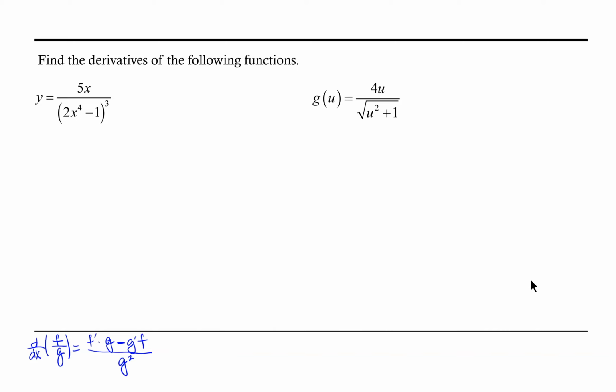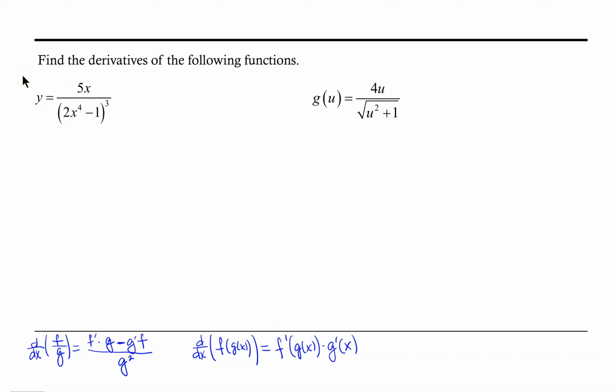Also, we'll need to remember that taking the derivative of a function that is a composition, so f of g of x, we take the derivative of the outer function and leave the argument alone, and then multiply by the derivative of that argument. So let's go ahead and take a look at a couple of examples. In our first example here, we have y is equal to 5x over the quantity 2x to the fourth minus 1 cubed. So let's go ahead and get started.